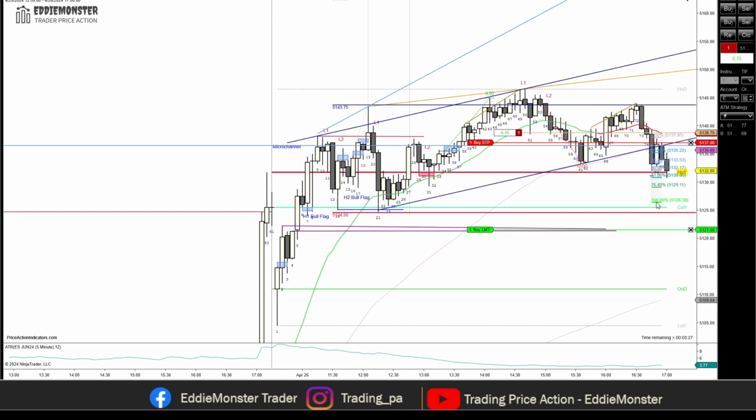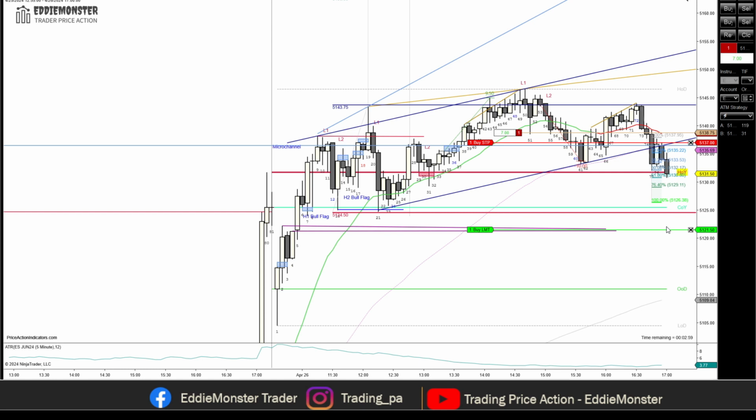We could go here, right, to this area. 5126, 27. So this target is a good target. It's a target of high probability, where more than 60% of the time you have like one, like two. Especially when we are breaking out this trending line here, it could go even far.